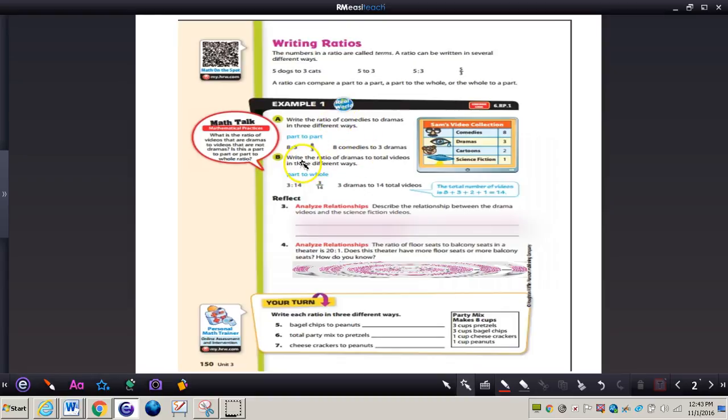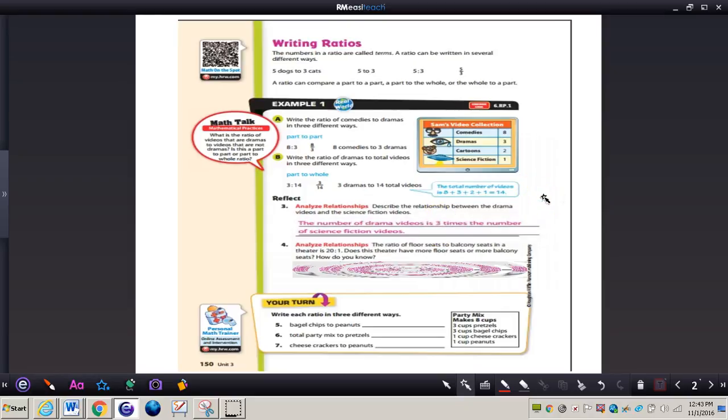Now it says write the ratio of dramas to total videos in 3 different ways. So we have dramas, which is 3, to total videos. That means we add all of these together. 8 plus 3 is 11, plus 2 is 13, plus 1 is 14. So you have 3 to 14. You can write it 3 over 14 as well.